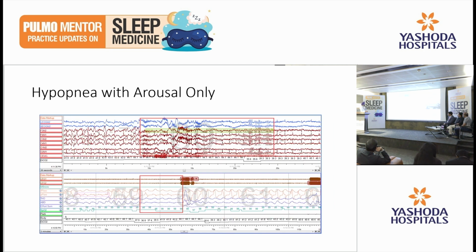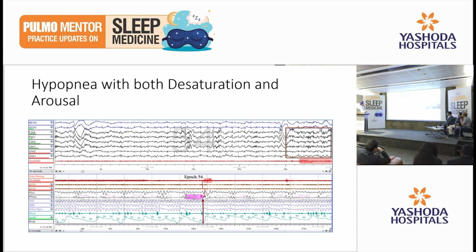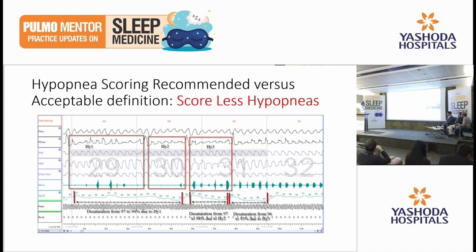Whereas if you look at this case, this drop of 30% on my pressure transducer is not associated with 3% desaturation. From 99, it went to 97. 3% desaturation is not there. But if I look at the termination of this event and look at the EEG, clearly an arousal is present. That is why arousals need to be scored before you start scoring respiratory events. So this is an example of hypopnea with arousal only. You can have an event like this where desaturation is also there and arousal is also there. So you can have hypopneas with desaturation only, with arousal only, or with both.